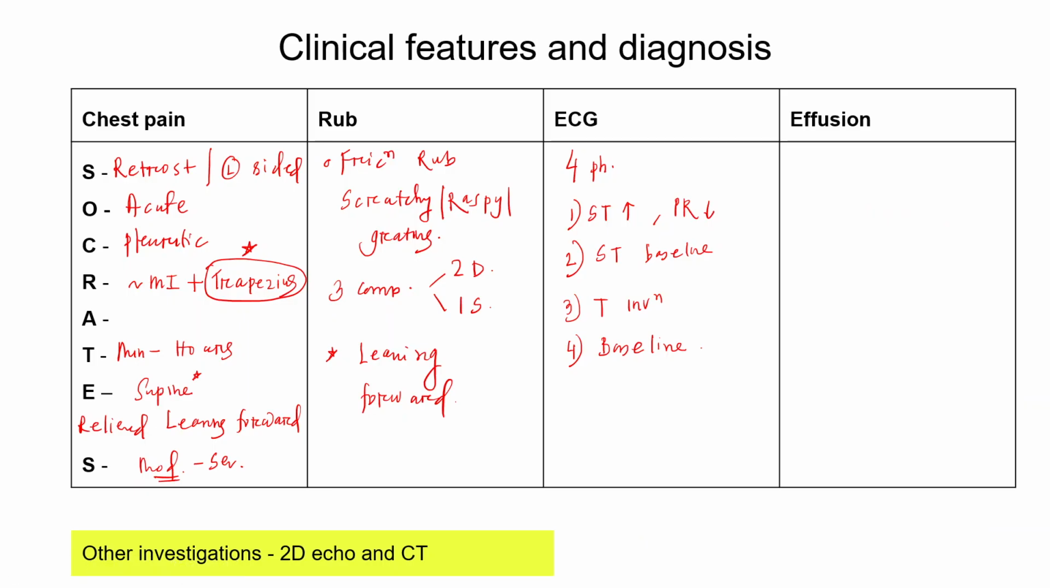What will happen if you have associated effusion? In the ECG, you get low voltage complexes. And if you have a large effusion, you may get electrical alternans. How to define low voltage and what is electrical alternans, this also I have discussed in my ECG section. In chest X-ray, you may get a money bag appearance because of the effusion, something like this.